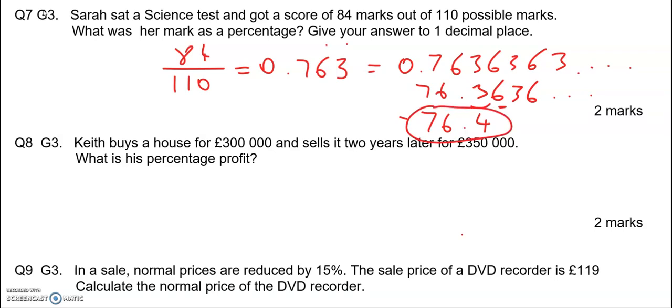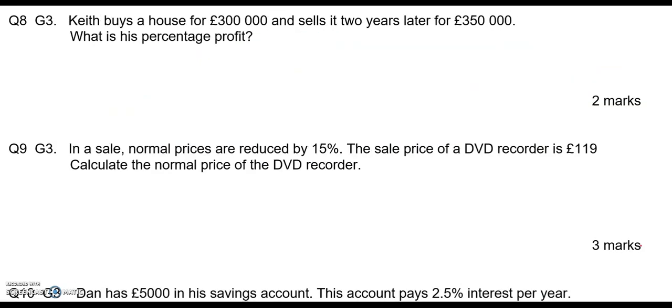If you didn't have access to a calculator, then you'd go 84 out of 110, simplify it to give us 42 out of 55. So that is easier to divide, and then you go through the same process as we've just shown. The next question is asking, Keith buys a house for £300,000 and sells it 2 years later for £350,000. What is his percentage profit?